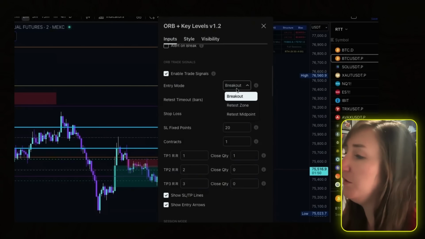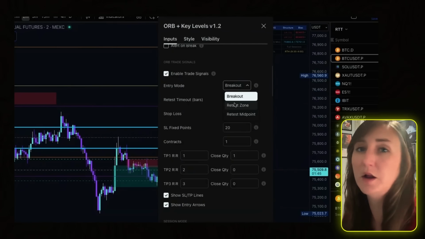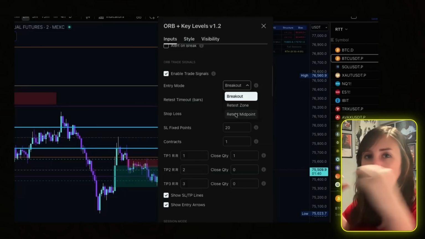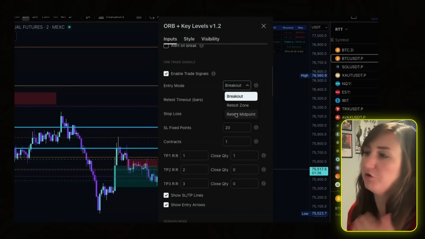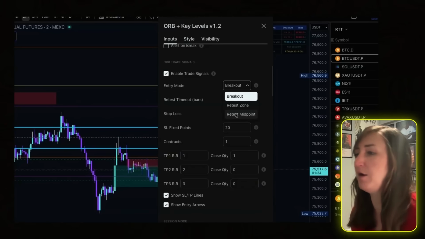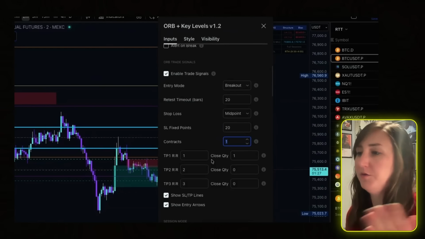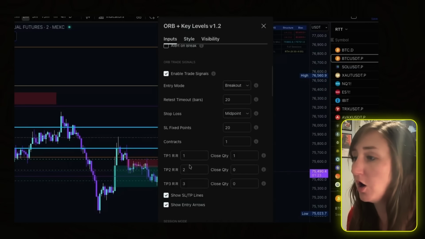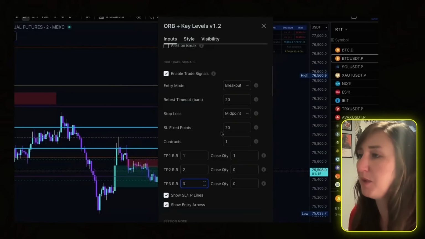Here it is. For this indicator, what is really nice as well, you can do retest zones for entry mode. So those retests at the bottom or top of the ORB. You can do retest midpoint, that middle line I showed you, which is usually a pretty good retest point to take a short or long at if we're in an uptrend or downtrend. You can do fixed stop loss. You can adjust all these. Here's if you're playing futures, how many contracts you're dealing with. Take profit 1, your RR. So if you're doing risk reward, you want a 1-to-1, a 2-to-1, a 3-to-1, you can adjust this here depending on what you want to do.